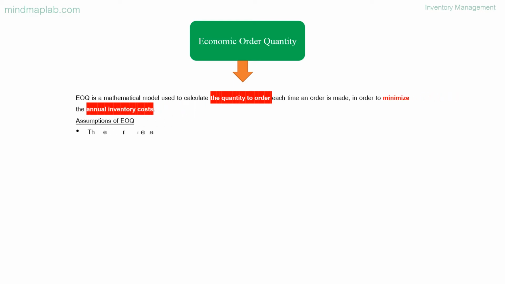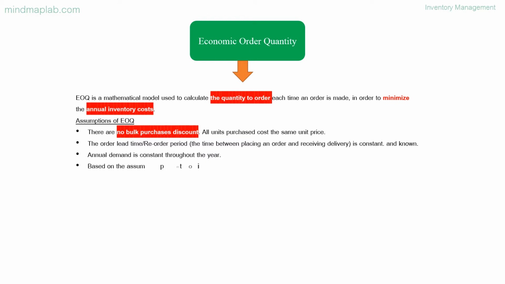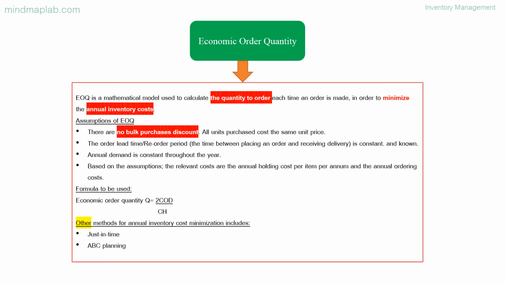Assumptions of EOQ. There are no bulk purchase discounts. All units purchased cost the same unit price. The order lead time, reorder period, the time between placing an order and receiving delivery, is constant and known. Annual demand is constant throughout the year. Based on the assumptions, the relevant costs are the annual holding cost per item per annum and the annual ordering costs. The following formula is used to calculate the EOQ.